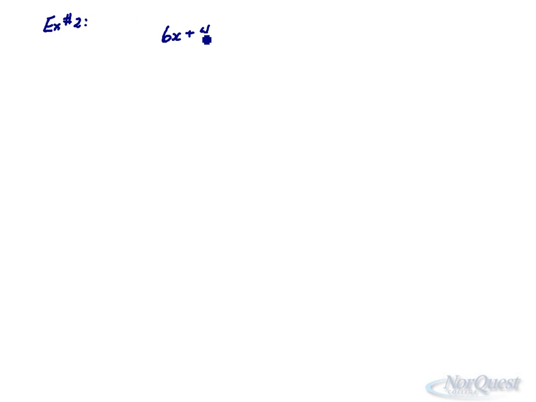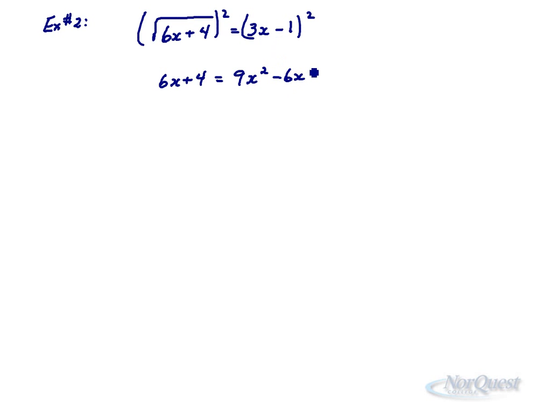So I have the square root of 6x plus 4 equal to 3x minus 1. Well, what we would do to solve these is square both sides, and we'll be left on the left side with 6x plus 4. On the right side, we have to square this. So you square the first to be 9x squared. Multiply them together and double it, which will give us negative 6x. And square the last. Minus 1 squared will be plus 1.